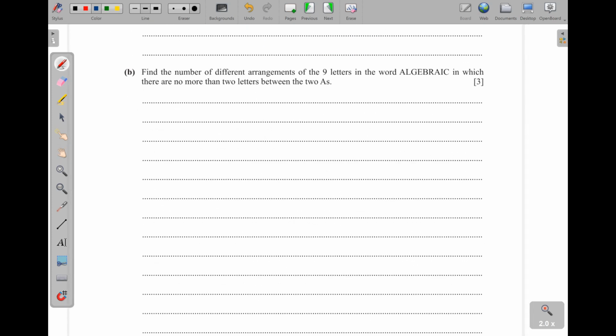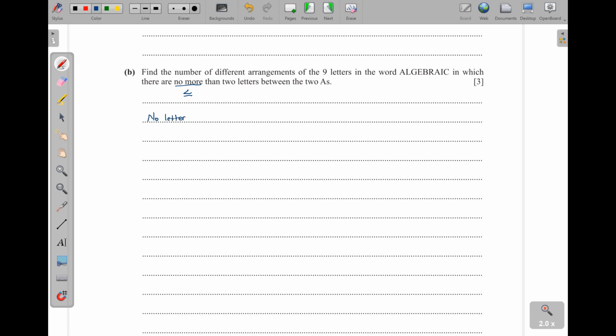Next, part B, find the number of different arrangements of the 9 letters in the word algebraic in which there are no more than 2 letters between the two A's. No more than 2 letters. This one means less than or equal. So we can have 2 letters, we can have 1 letter between the two A's, and then we can also have no letter between the two A's. Okay, so I can begin with no letter.